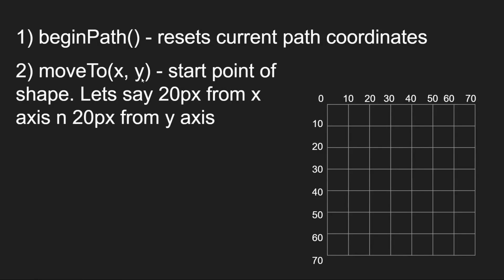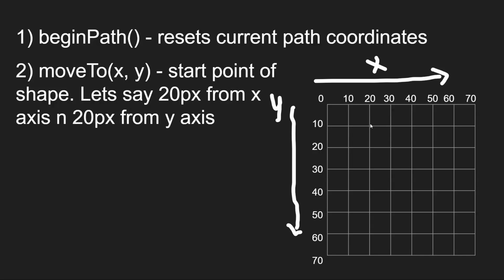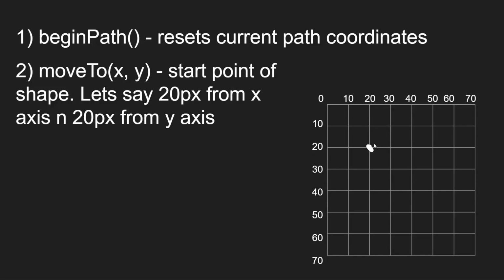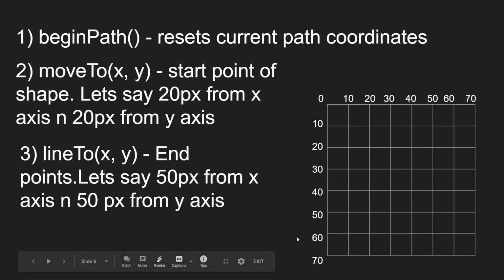The moveTo method has x, y coordinate, that is the start point of our shape. Let's say it is 20 pixels from x, that is here, and 20 pixels from y. So from this position we start our line. The third method is lineTo, which has x and y coordinate, which is the end point of our line. That is, let's say 50 pixels from the x axis, that is here, and 50 pixels from the y axis. So here is the end point of our line.